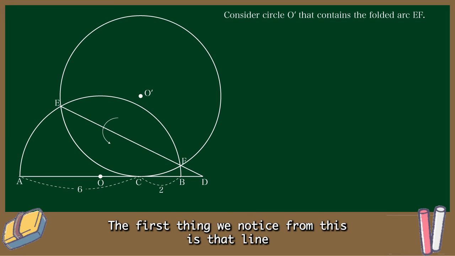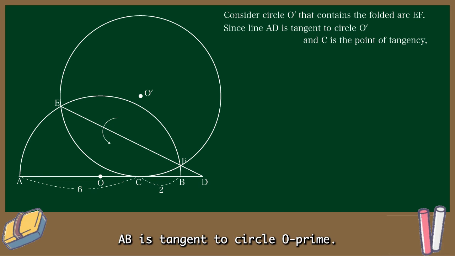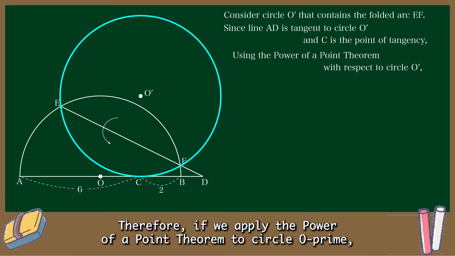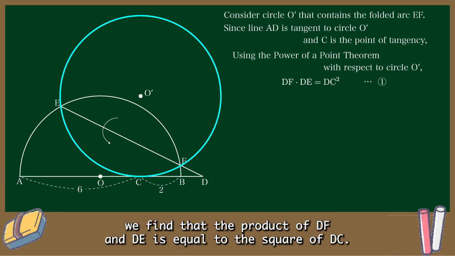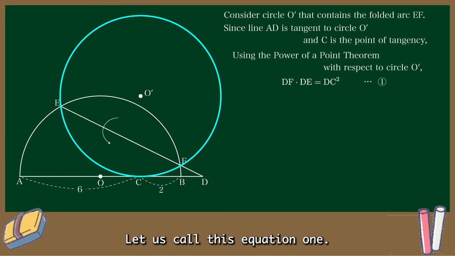The first thing we notice from this is that line AB is tangent to circle O'. Point C is the point of tangency. Therefore, if we apply the power of a point theorem to circle O', we find that the product of DF and DE is equal to the square of DC. Let us call this equation 1.